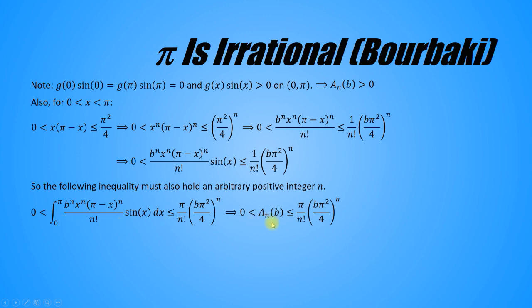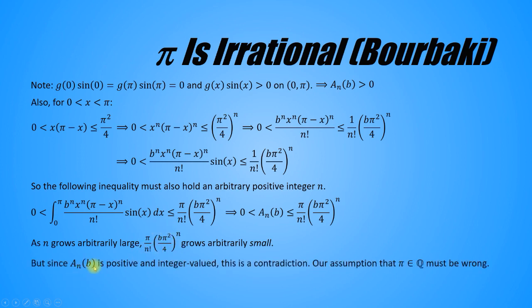Now remember, n is arbitrary, which means it can be arbitrarily large. So as n grows arbitrarily large, the upper bound on the integral grows arbitrarily small. Why is that? Because this n factorial grows much faster than this exponential. But since a is positive and integer valued, this is a contradiction, because there is no arbitrarily small positive integer. The smallest positive integer is 1. Therefore, our assumption that pi is rational must be wrong. Therefore, pi is irrational. And this completes the proof.